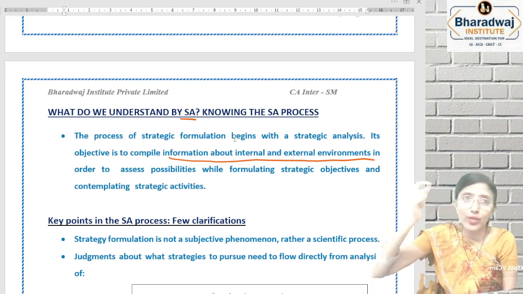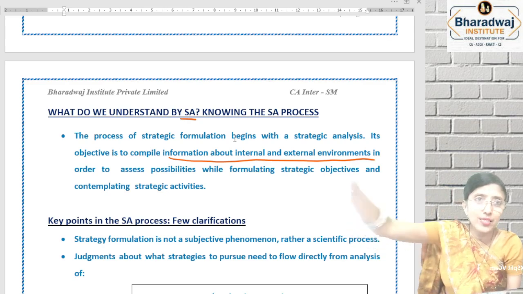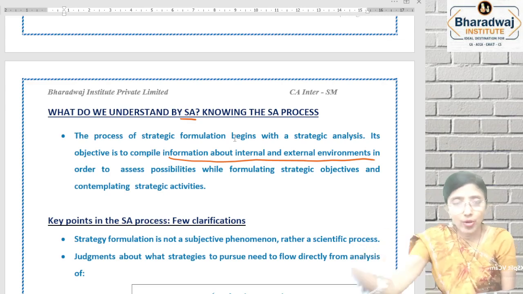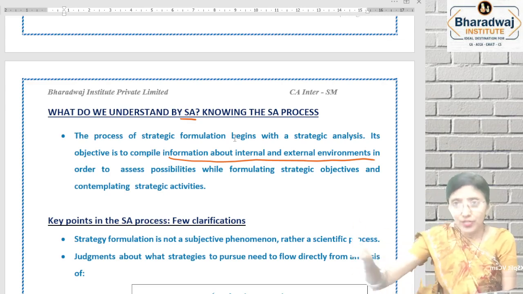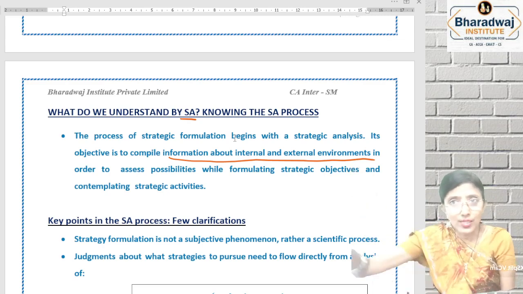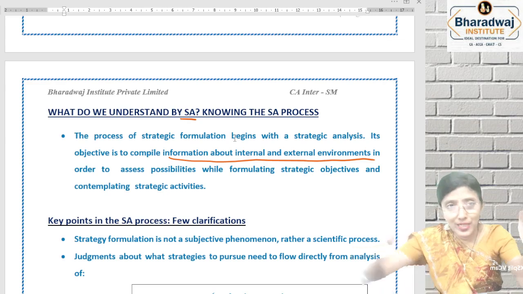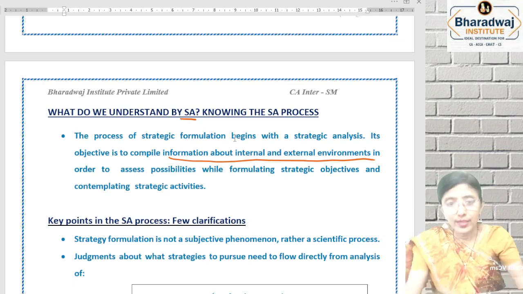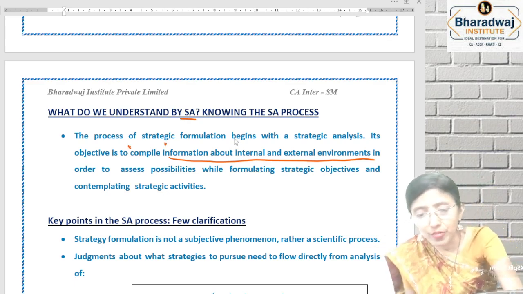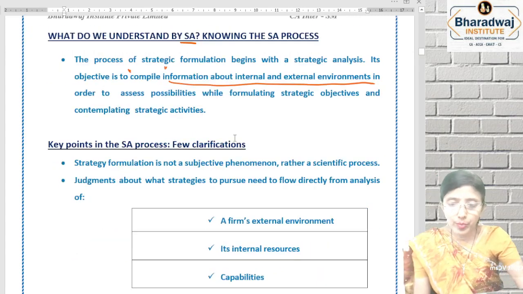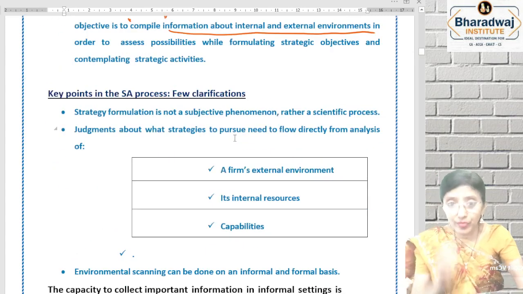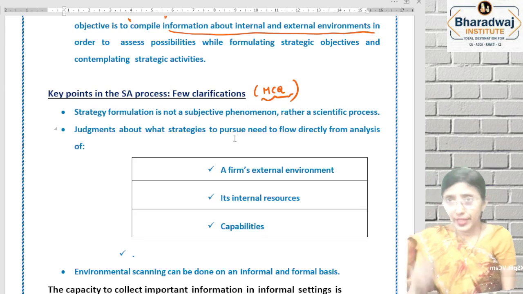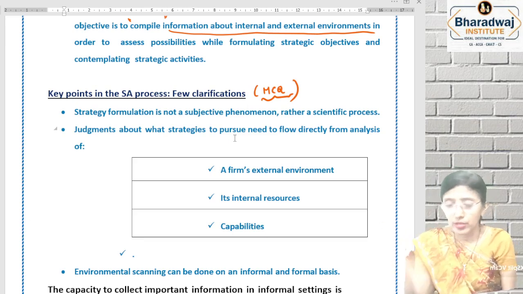I'm giving a clue word for everything. Strategic intent means purpose. Values means ethics, morality, foundation. Mission is current. Vision is futuristic. Goals are broader. Objectives are how to achieve the goals. Isn't it? So here, compiling the information. Very important. Okay. And some clarification for MCQs. In a very detailed manner we did this in our class.